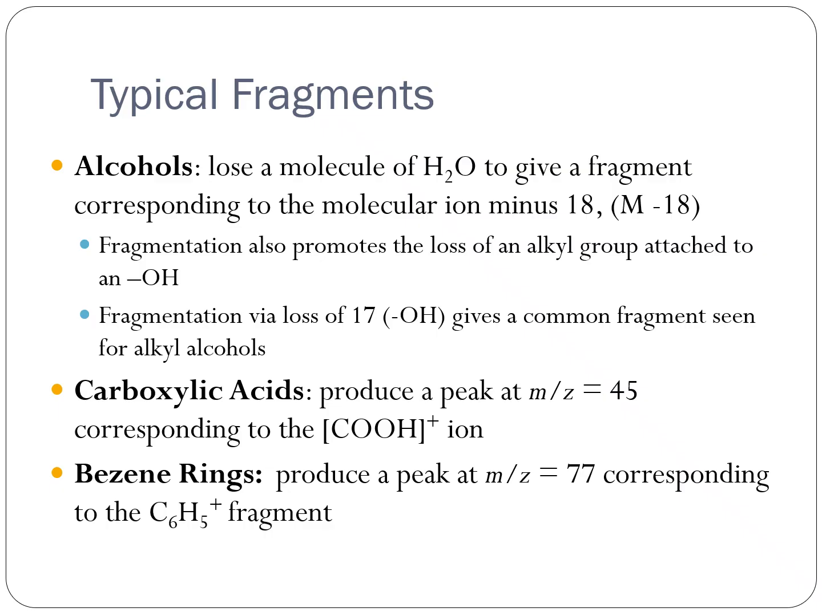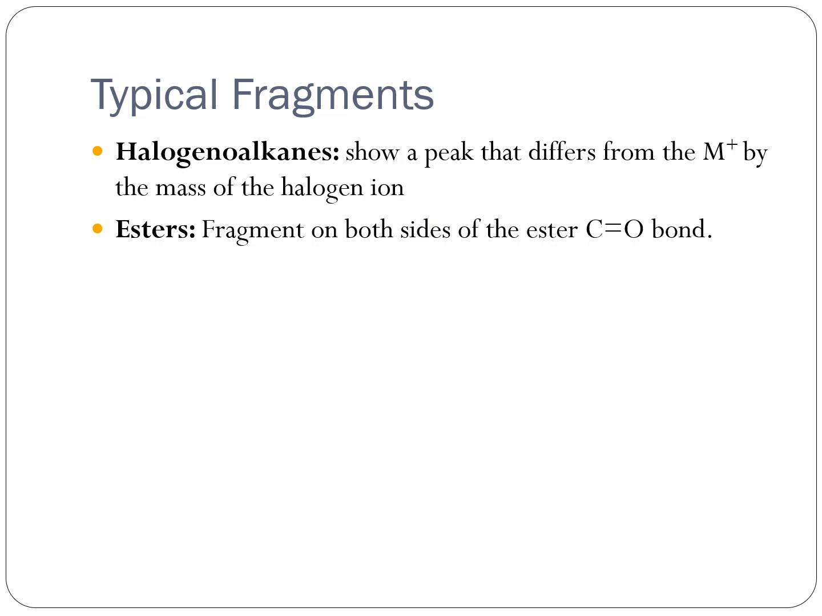Benzene-containing structures will often have a mass-to-charge ratio of 77, which is the result of the fragment C6H5, where that benzene ring would have broken off. We have our halogenoalkanes that will have a molecular ion peak that differs by the mass of the halogen, whether that's chlorine or bromine. We'll see those in some other examples.